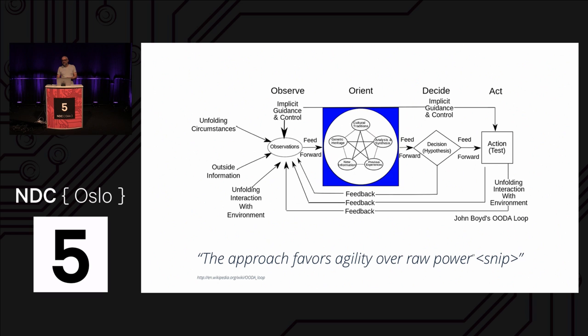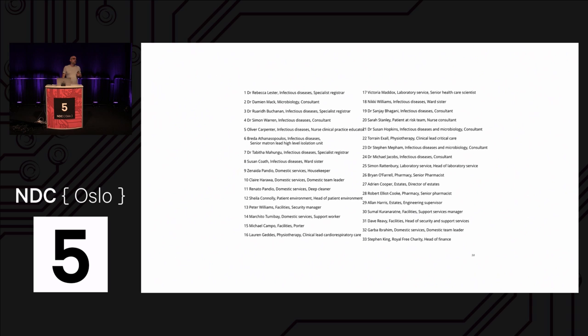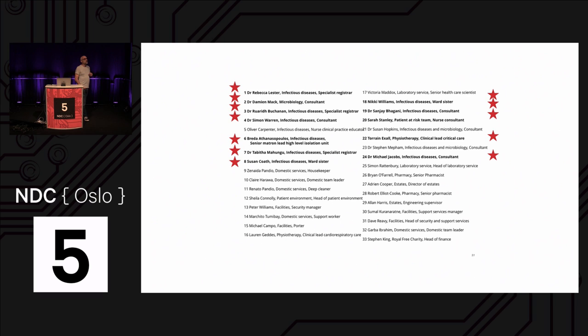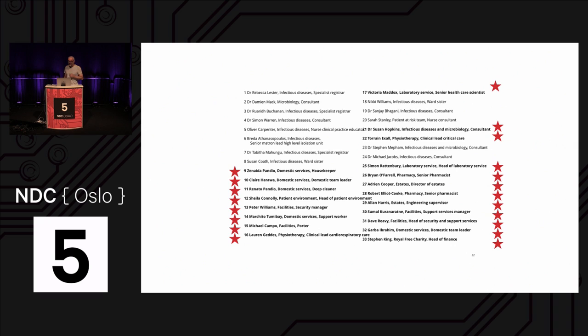So I read a newspaper article. It's interesting. In the newspaper article, it had a list of all the people that were involved in Ebola care in this hospital. And this is that list. You don't need to read them. I've starred the clinicians. So these are the doctors and nurses who were directly caring for the three individuals and for Pauline Kafaki. And these stars indicate people who are not in clinical care. So these are facilities people, porters. These are pharmacists. These are cleaners. We've got people like engineering people, support services, security, tons of people all involved, right?